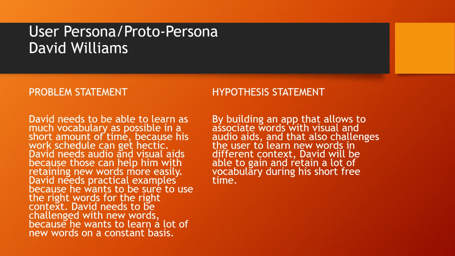So after introducing the user persona, I created a problem statement and a hypothesis statement. The problem statement is that David needs to be able to learn as much vocabulary as possible in a short amount of time because his work schedule can get hectic. David also needs audio and visual aids because those can help him retain new words more easily. David needs practical examples because he wants to be sure to use the right words for the right context. And David needs to be challenged with new words because he wants to learn a lot of new words on a constant basis.